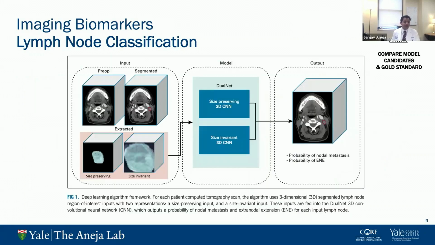Here's a schematic from one of our publications, which explains how we evaluate our lymph nodes. The lymph nodes are segmented and evaluated individually. There are two inputs to our convolutional neural network. It is a three-dimensional convolutional neural network, and the output is a probability of nodal metastasis as well as a probability of extranodal extension.